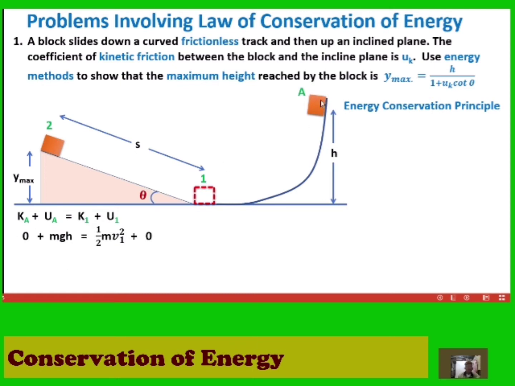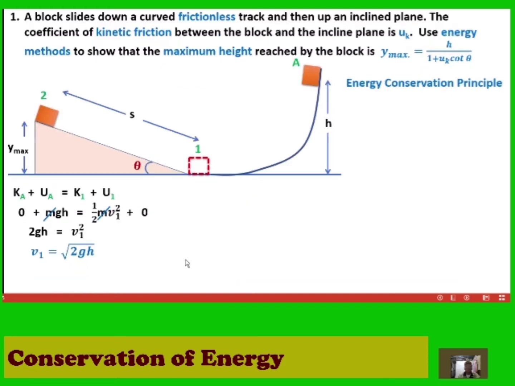At point A, the kinetic energy is equal to 0 since the body is at rest. Its potential energy at point A is equal to weight times the height of the block. At point 1, its kinetic energy is equal to 1/2 m v sub 1 squared, and its potential energy is equal to 0 since the height is 0. Simplifying the equation and solving for v sub 1, v sub 1 is equal to the square root of 2gh.